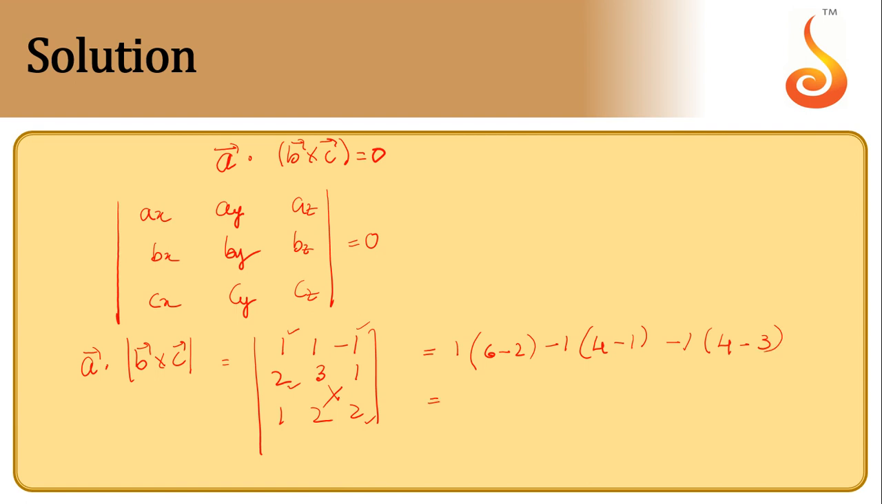What is equal to? 6 minus 2 is 4, and this is 3 minus 3. 4 minus 3 is minus 1. So into minus 1, that is minus 1. So this is indeed 0.